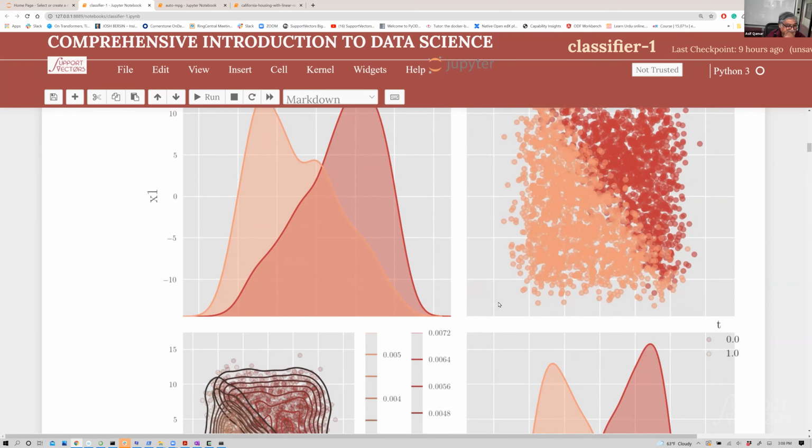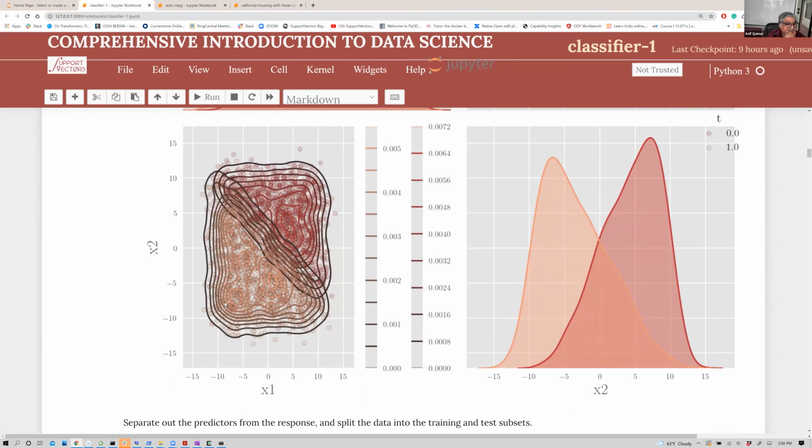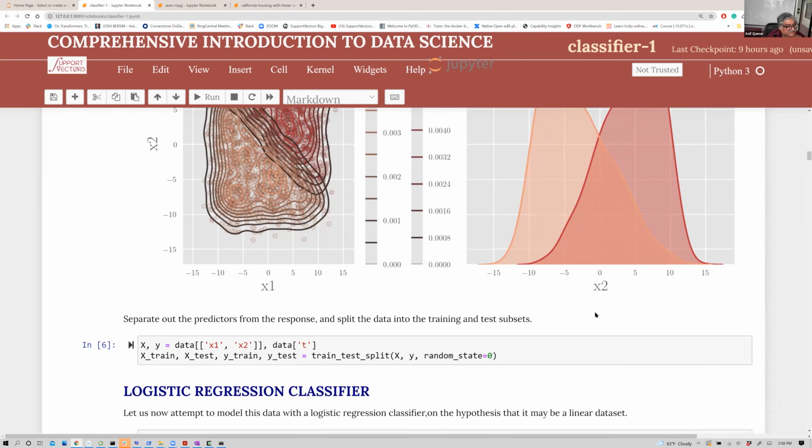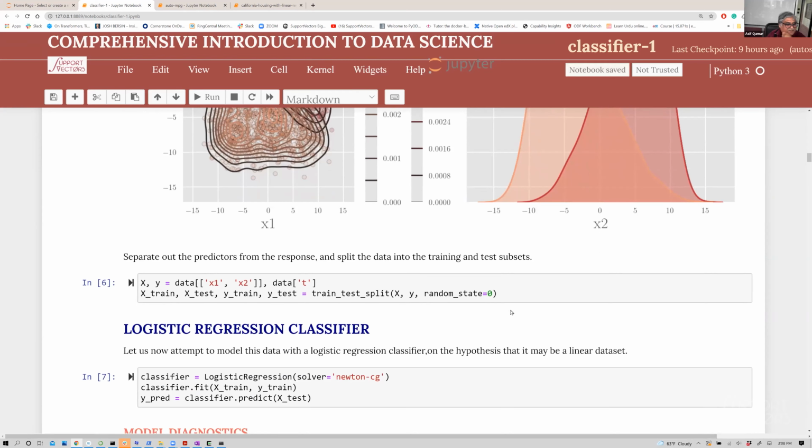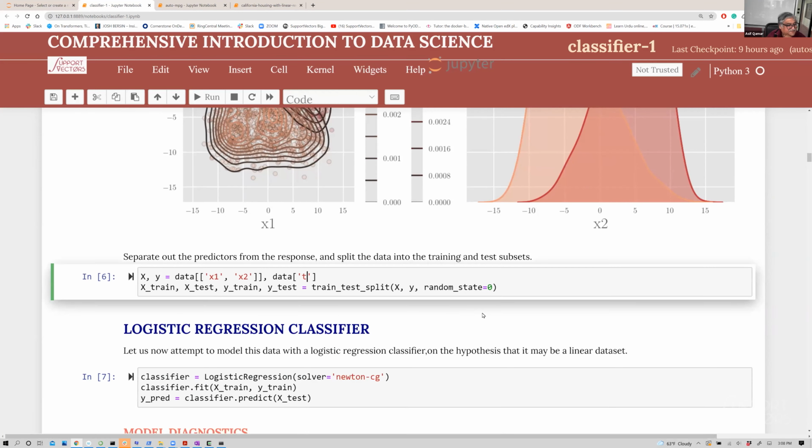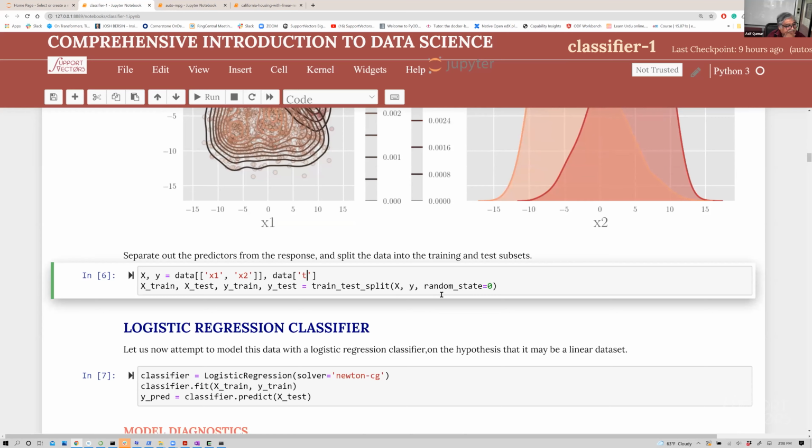Now, this is not more informative. This data set is very simple. If you see one, you pretty much get the hang of the rest. Now, what do we do? Let's extract. Here, the target variable was t, and x1, x2 are the features.